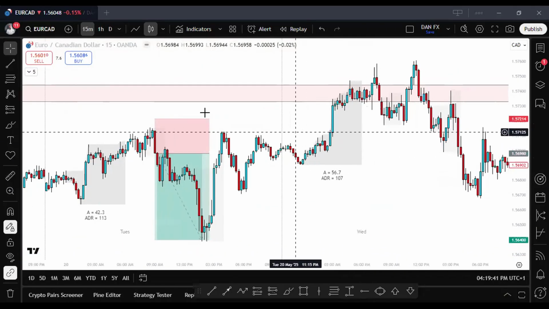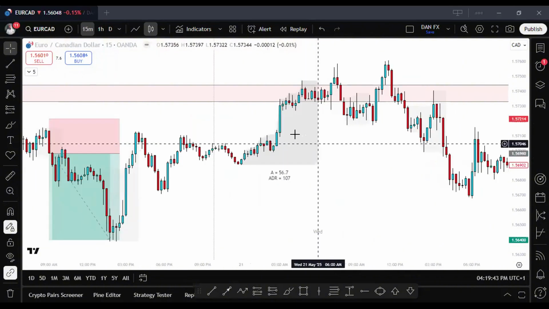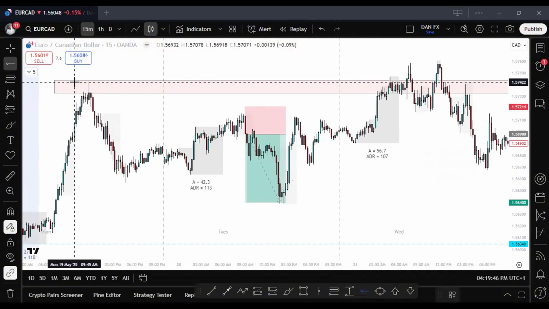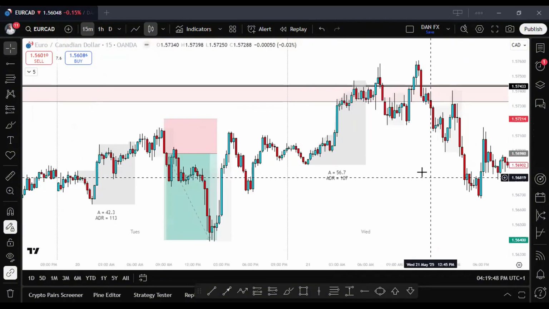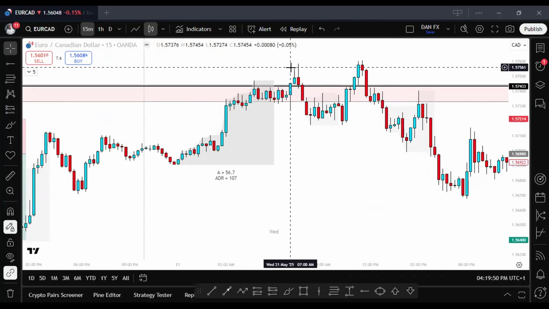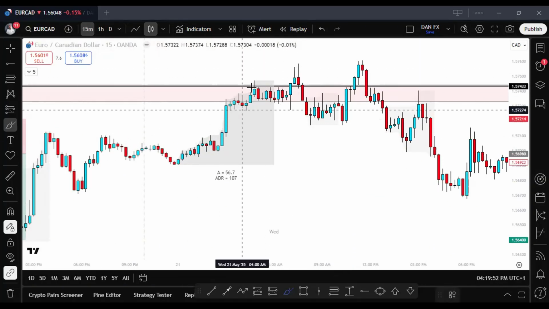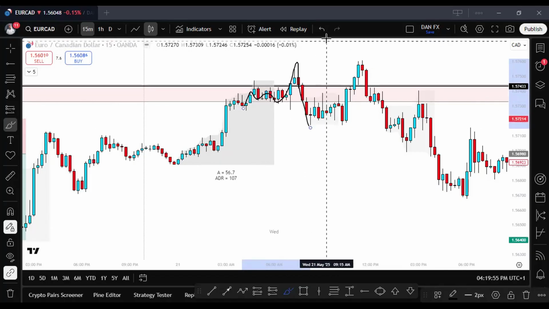The next day, we're still looking for sales, but now price came to this high to stop on the high, take out liquidity. Let's draw a line at this area here to mark the exact high. So price did a stop hunt. We have a consolidation here. Stop hunt, reverse back down.